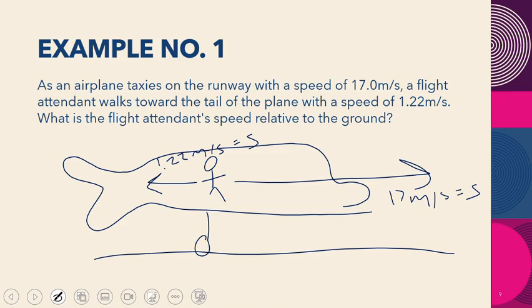But since she's moving at 1.22 meters per second in the opposite direction, each second, the plane carries her 17 meters forward, and she walks 1.22 meters back. By subtracting these numbers, we find that her distance traveled in that 1 second was 15.8 meters, and so her speed is 15.8 meters per second.